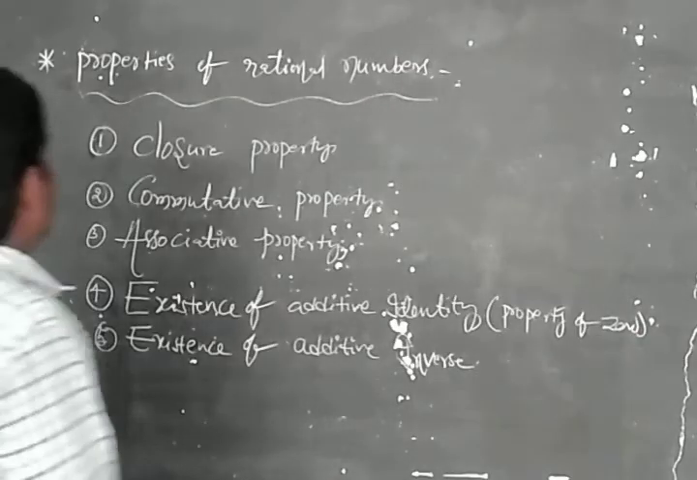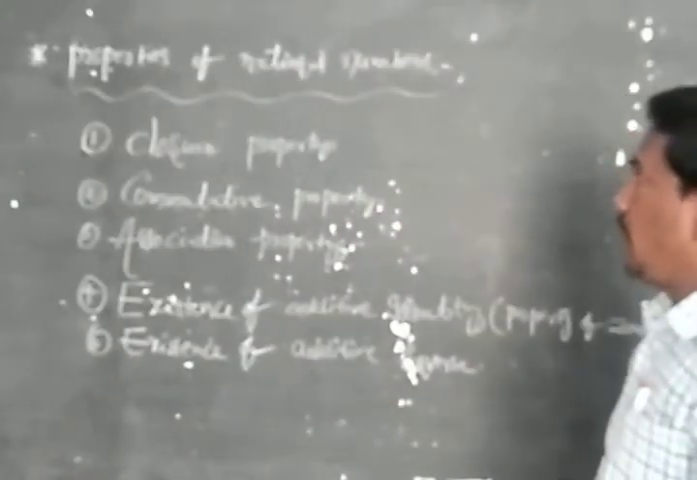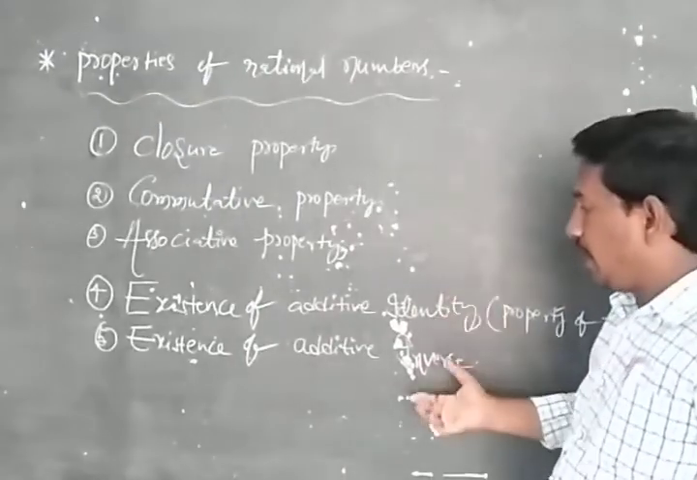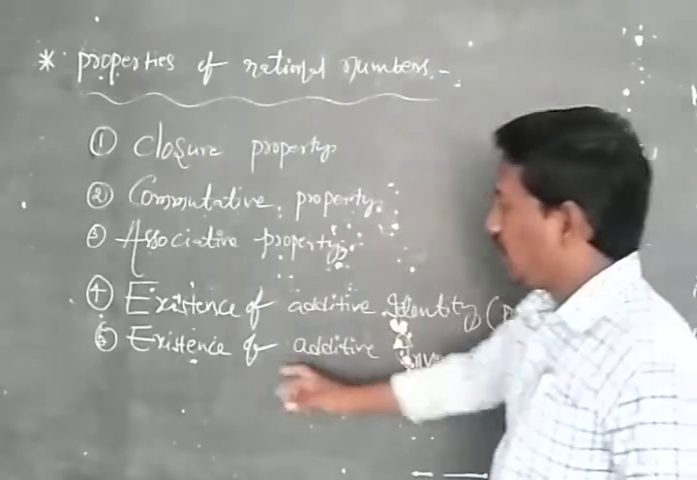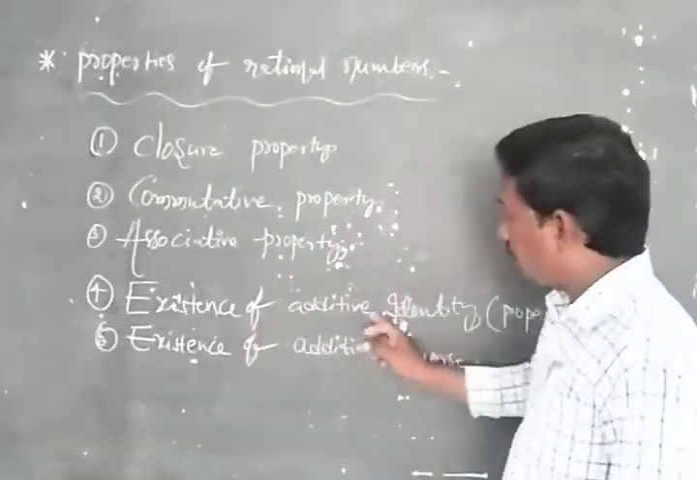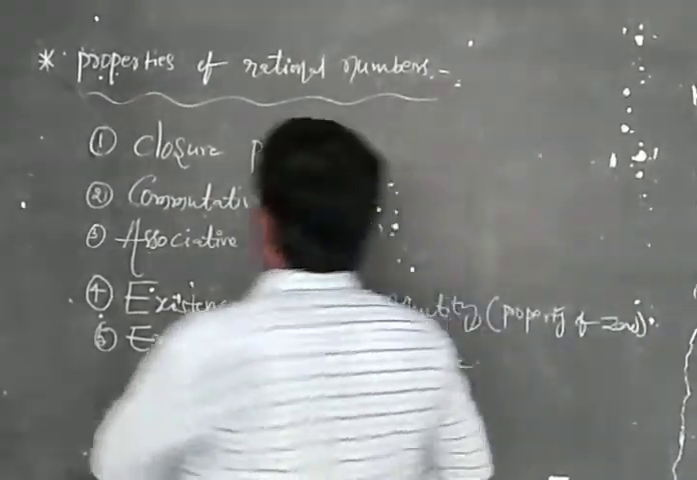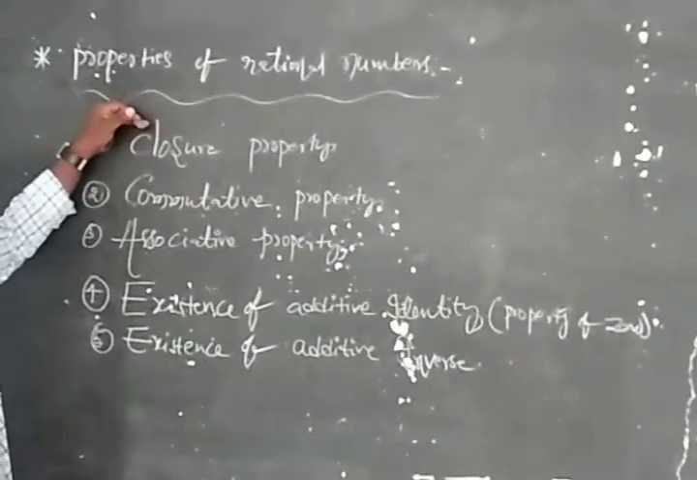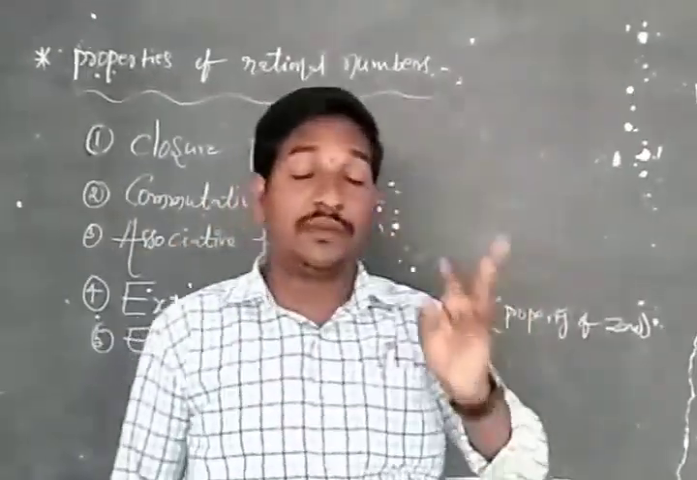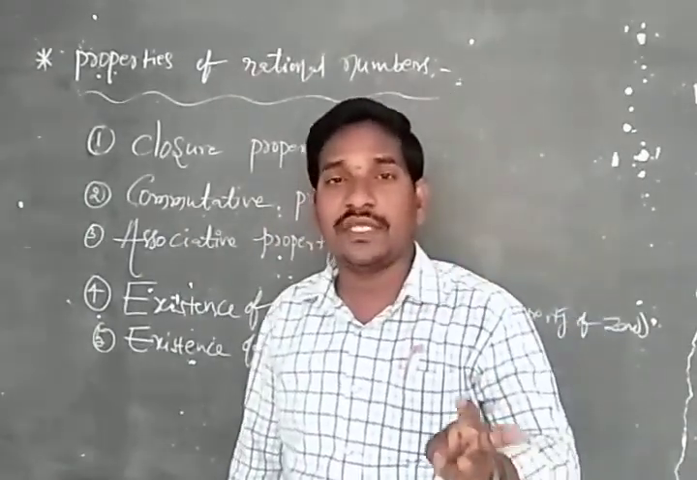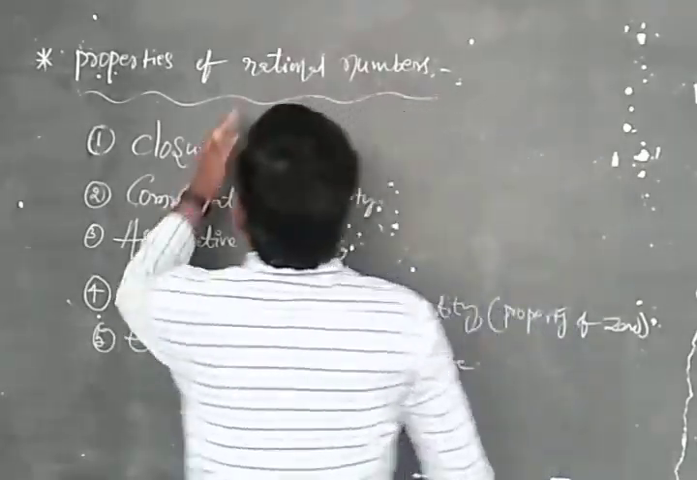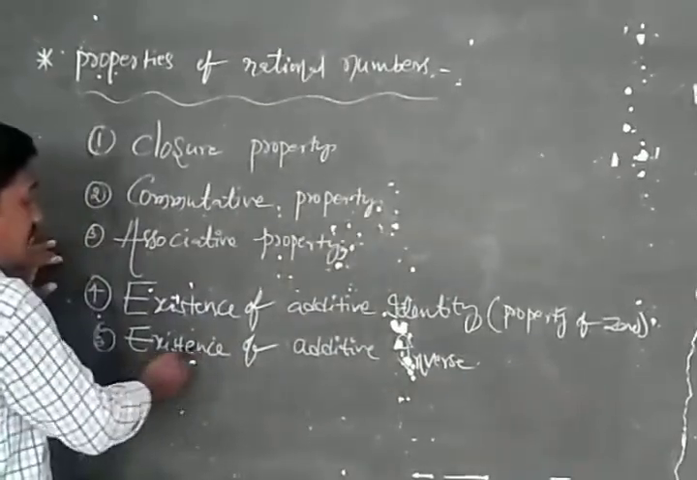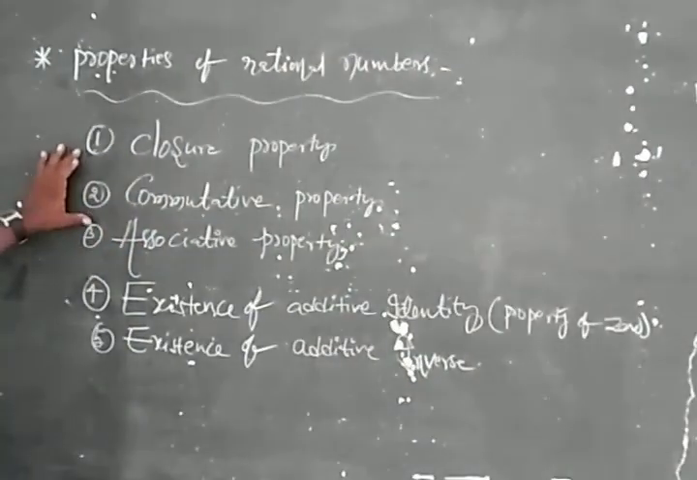Okay. Now we discuss the properties of rational numbers: closure property, commutative property, associative property, existence of additive identity, existence of additive inverse. Existence of additive identity is also called the property of zero. All these properties we have learned for natural numbers, whole numbers, and integers. Now we are going to learn them for rational numbers. These are the main properties of rational numbers.